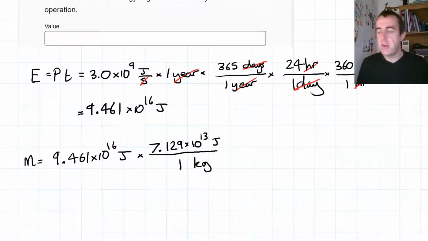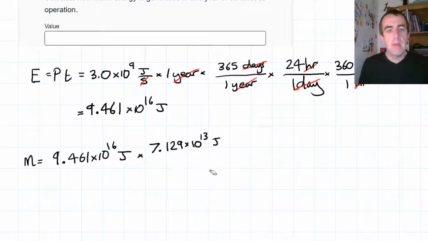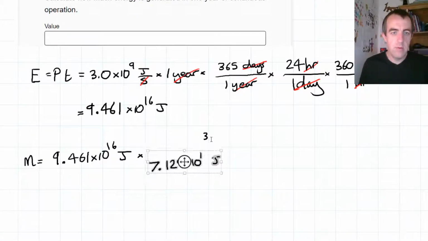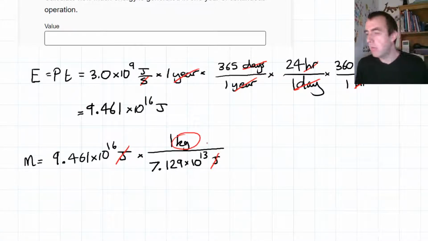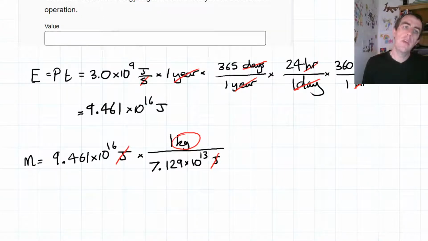Now if I do it this way round, can you see what I've done wrong? I can't cancel the joules. I've got joules twice on the top. But if instead I divide by this number, what am I left with? I've done the opposite, I took the reciprocal of this number. And what am I left with? The joules cancel, one on the top, one on the bottom. I'm left with just kilograms. And that'll tell me how many kilograms of uranium I need.